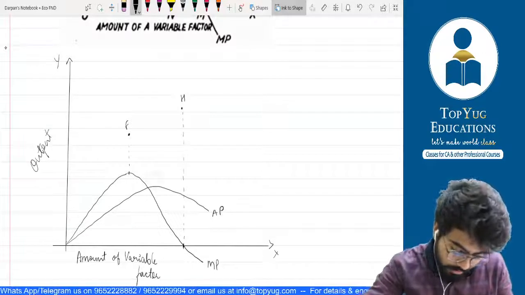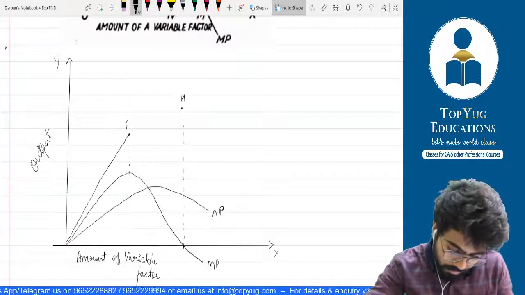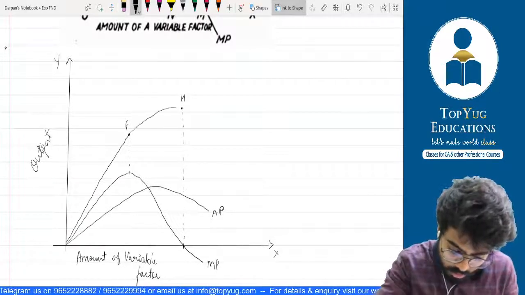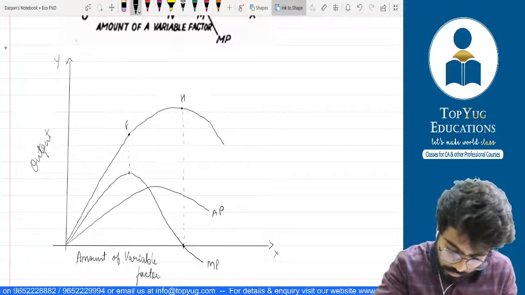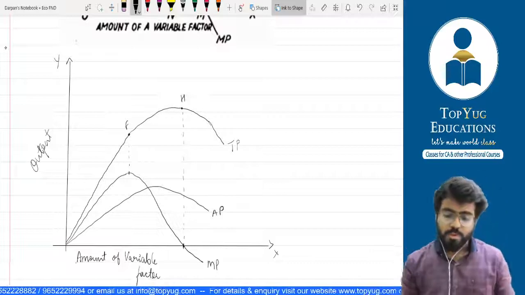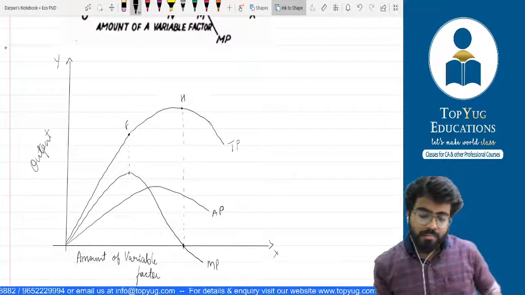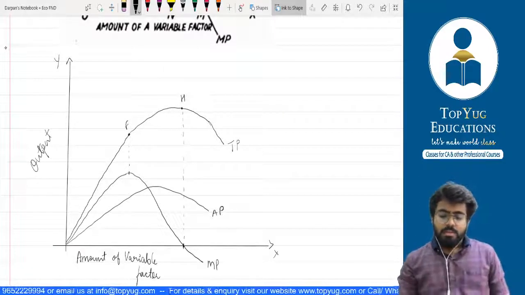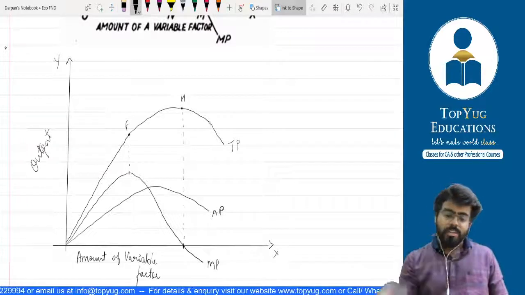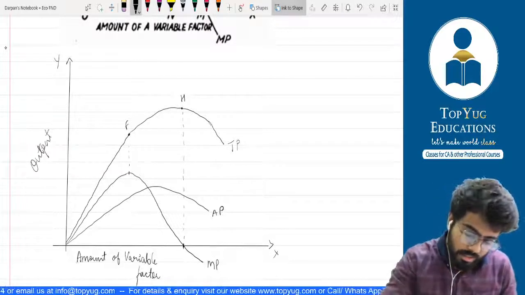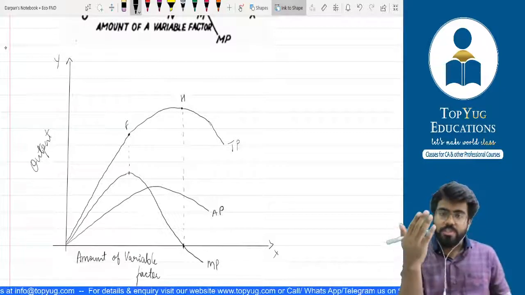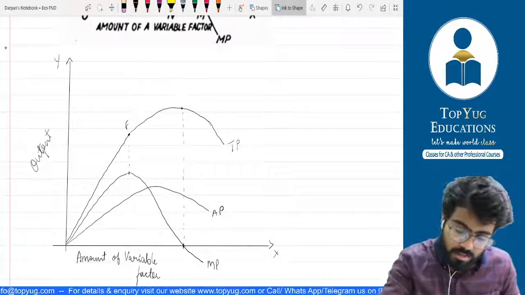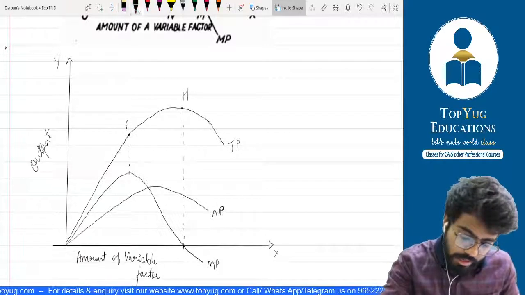Correct? So draw. Okay, join these two dots and then decrease. Correct? This is total product. Alright? So what happened? Total product started to increase. This is increase. Then it again increased after F also. But after H, it started to decrease. So this is H and this is F.